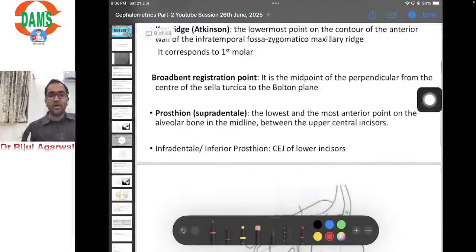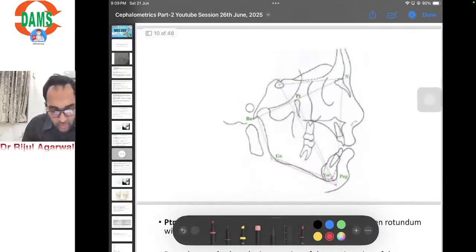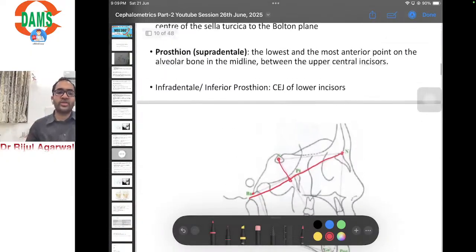Broadbent's registration point is again a derived landmark, drawn from the midpoint of the perpendicular from the center of the sella turcica to the Bolton's plane. So from basion to nasion, and a perpendicular drawn from the sella on this plane gives you Broadbent's registration point.